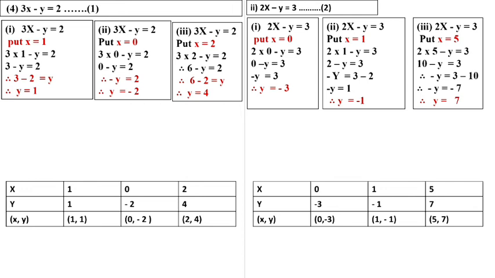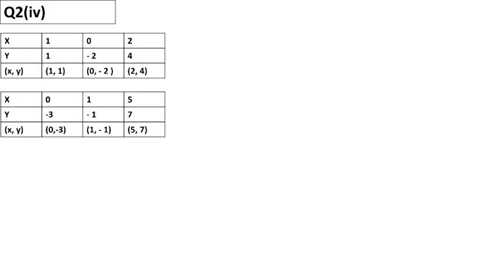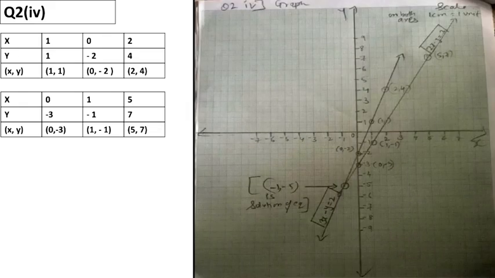Now let's move to the next slide to draw the graph, where these 2 lines are intersecting, here at minus 1 and minus 5. It's the solution of the equation, which I have highlighted with the arrow.